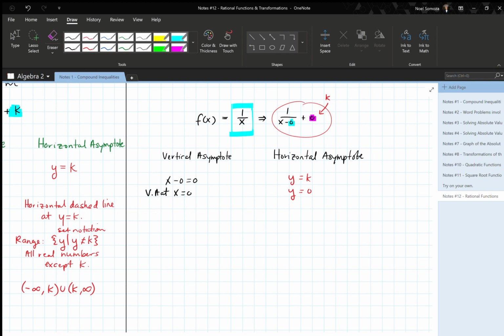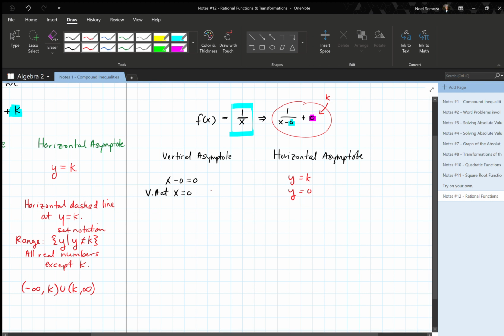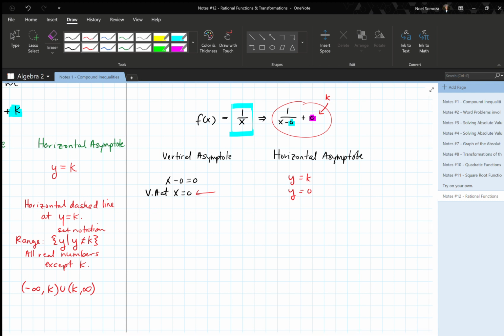It also happens to be my vertical asymptote. The vertical asymptote, remember, is the line that the graph cannot touch. So there's a reason why the graph will get close to it but not touch it, because I can't actually have a y value when I plug in 0 for x, because I'm going to get undefined.